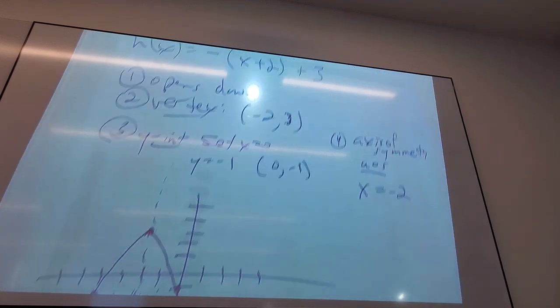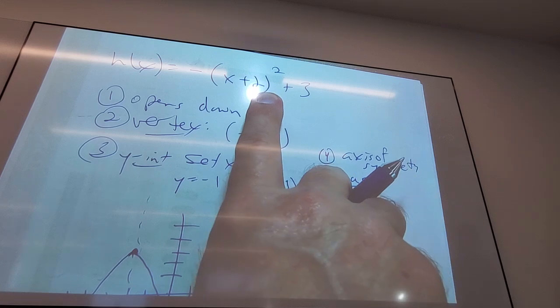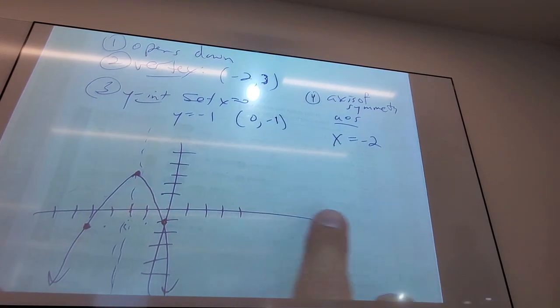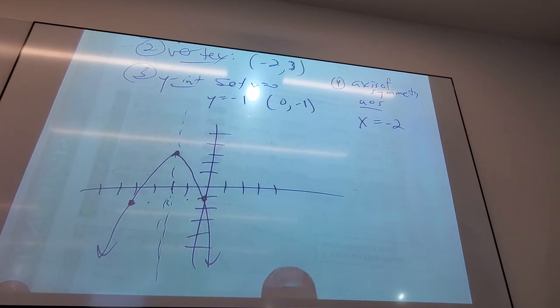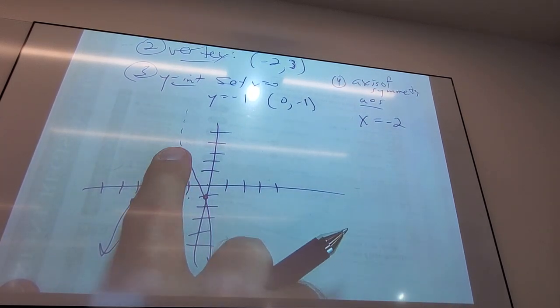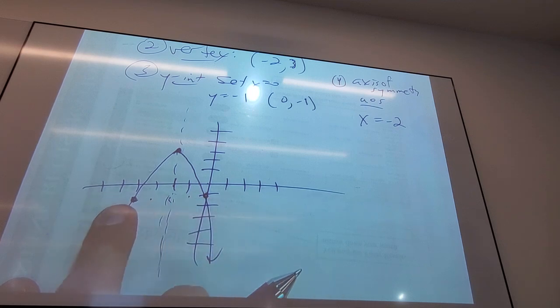So if I gave you this problem and it said graph this, I'm going to first ask you to find the vertex. So I don't want to see a table of values. Not only do you not need it, I won't let you use it. Vertex, y-intercept, symmetry point.